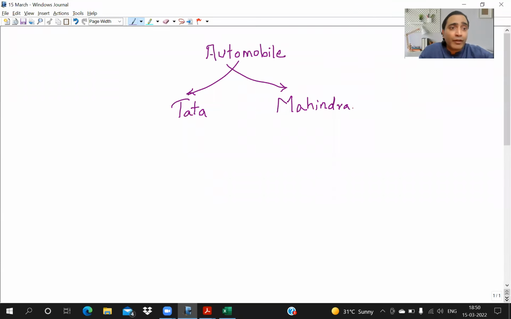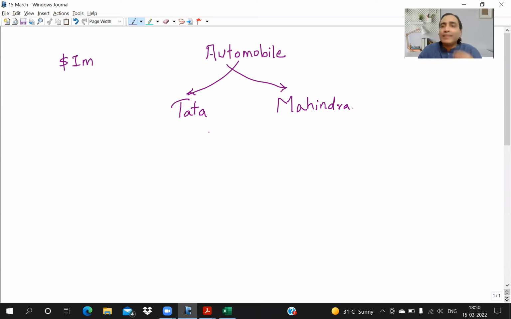And let us say I have $1 million to invest. So I'm a high net worth individual, a high net worth investor. So big money is at stake. I want to choose. I don't want to invest in both. I want to pick one. I want to concentrate my portfolio, my investment. I want to pick either Tata or Mahindra.